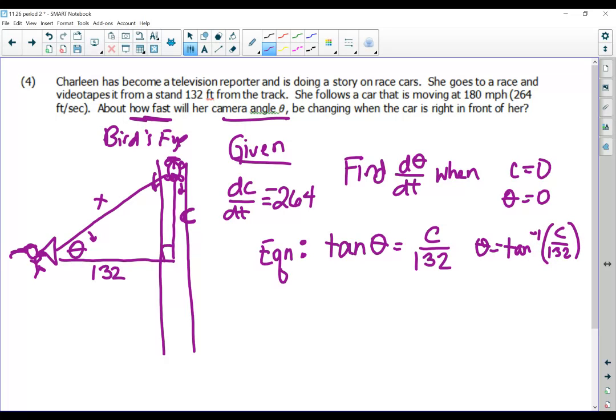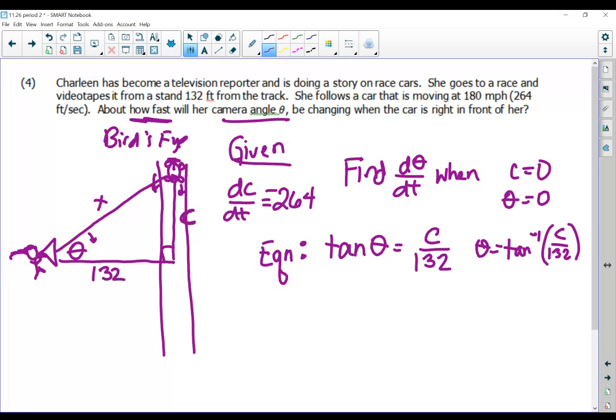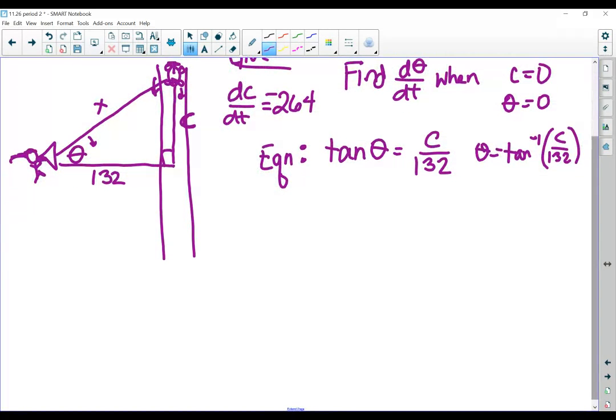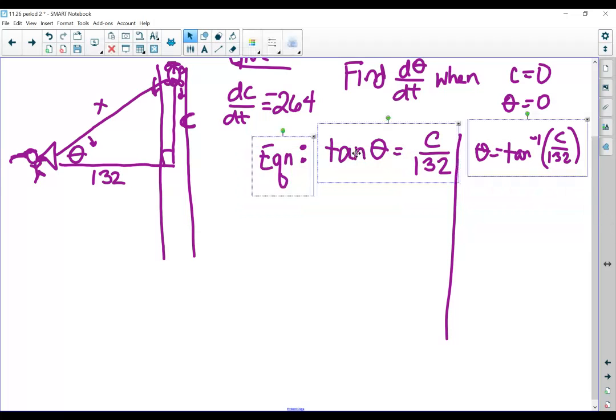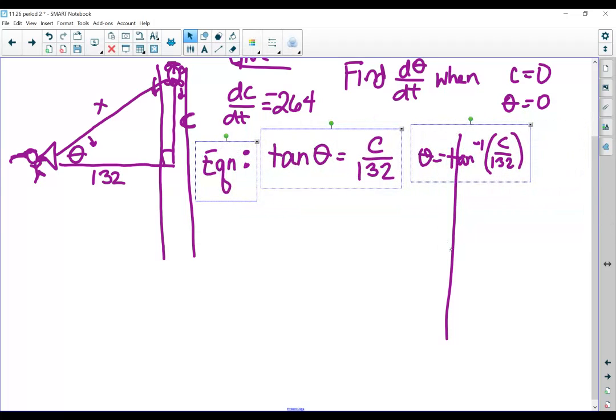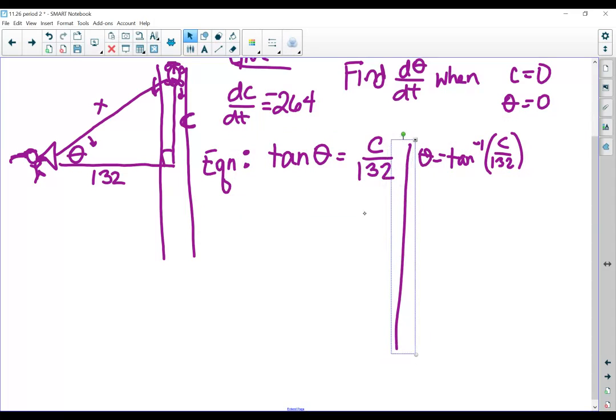One of them is explicitly defined for theta. One of them is implicitly defined. It doesn't really make a difference. I just try to avoid inverse trig derivatives as much as possible. So I'm going to stick with the first equation and I am going to find the derivative. I'll do both of them side by side so that you can see how to do that. I'm just going to move it over. Yeah, there we go. Give myself some room.